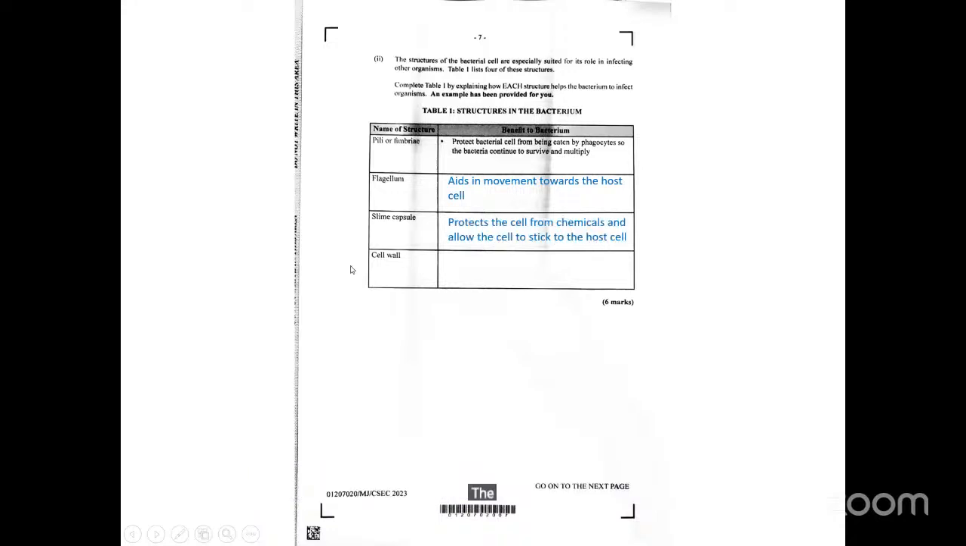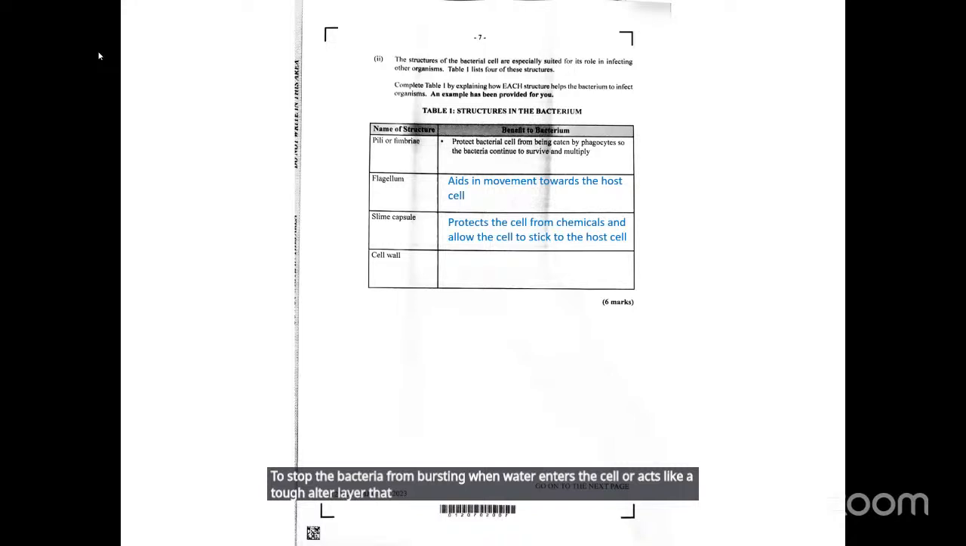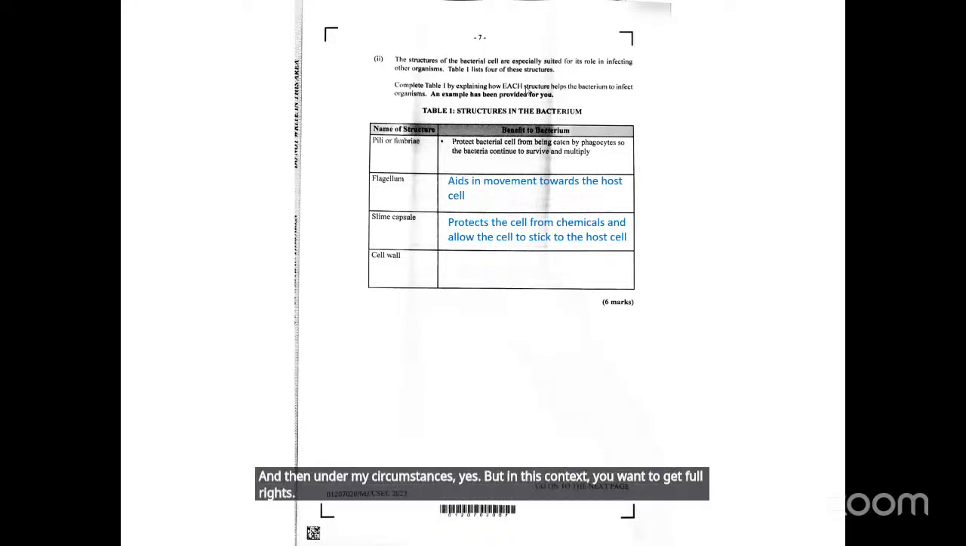And what's the purpose of the cell wall? It's kind of similar. To stop the bacteria from bursting when water enters the cell, or it acts like a tough outer layer that protects the bacteria from danger. Under normal circumstances, yes, but in this context, you want to get full marks. The full context would be that it provides protection from antibodies.